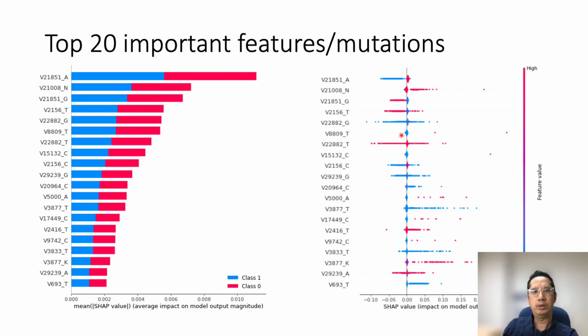But you still can see that some have very complicated distributions. For example, for 2156T, the red color is distributed on both sides of the SHAP value. So we still need to do a correlation analysis in order to understand their interaction in this random forest based model.